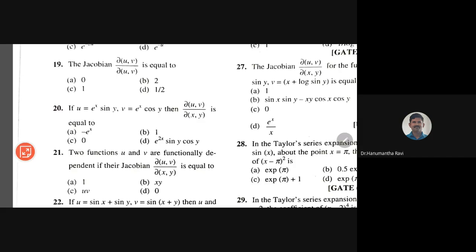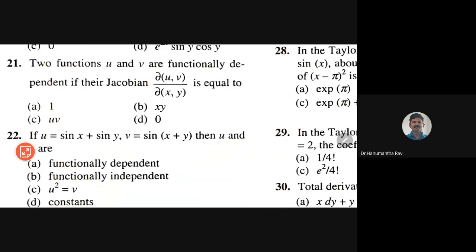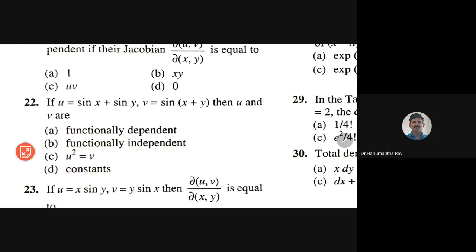Next problem. Two functions u and v are functionally dependent if the Jacobian is equal to 0. That is correct. D is the answer. Next, u is equal to sin x plus sin y. V is equal to sin of x plus y.